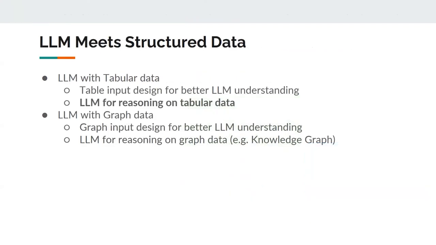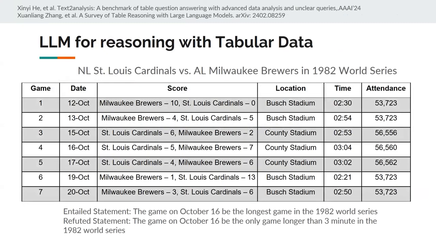Okay, next we introduce LLMs for reasoning on tabular data. In this part, we will focus on an example to introduce table reasoning. This example is misinformation detection on the table. This table is about a baseball game series.